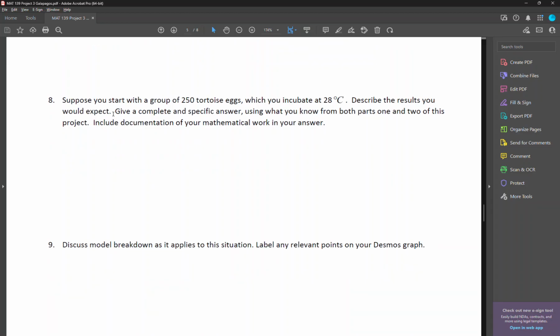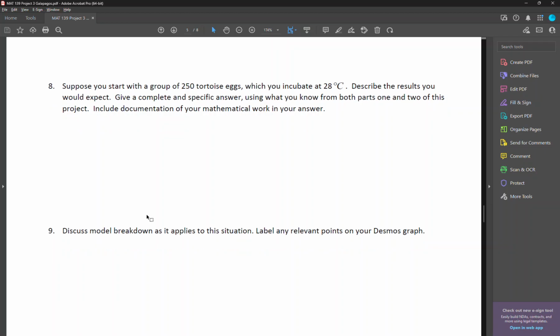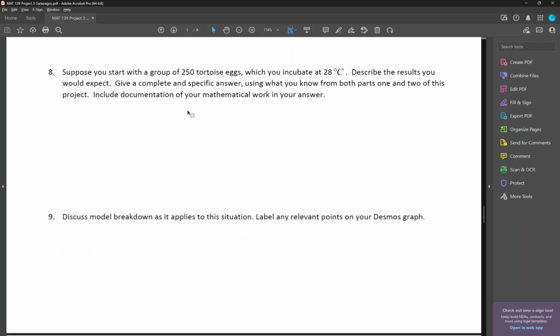Okay, number 8, suppose that you start with a group of 240 tortoise eggs, which you incubate at 28 degrees. Describe the results you would expect. Okay, so you can make a prediction for what percentage of those eggs would hatch. You could also talk about the gender of those eggs. You can find out from this 250 how many of them would hatch. You could probably find out how many would be each gender. So you want to use what you know from both parts 1 and 2 to answer this question fully. So you're using all of your models here to get the information about what's going to happen with those 250 eggs.